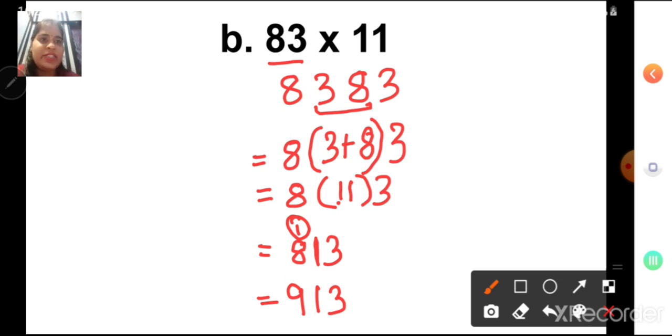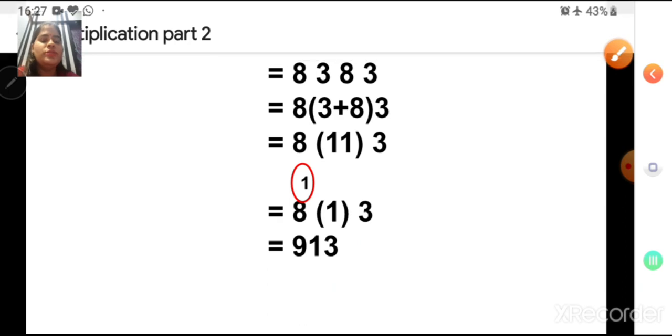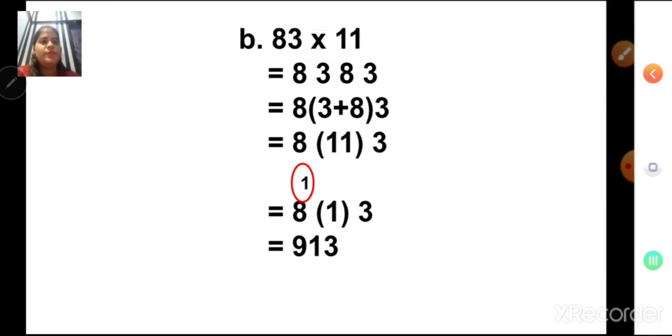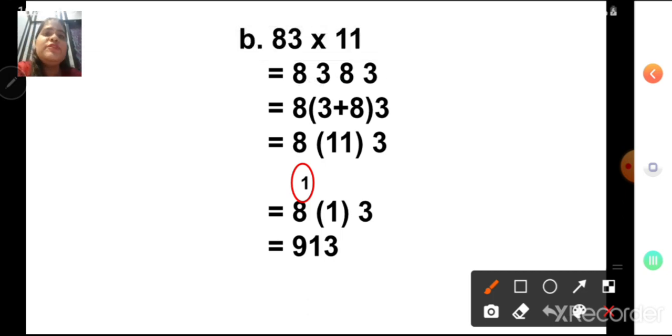Isn't it simple, children? It is so easy. Have you understood all? We are going to solve more sums. Okay. Write down it in your notebook. Write it down, children. Go slowly. And also remember, leave space here between the numbers 8, 3, 8, 3. Leave space in between. You should understand what you have written.